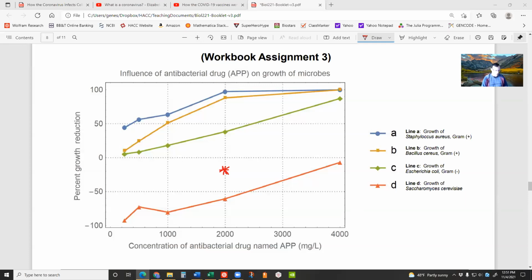Question 7. Question 7, from this data, is APP better at inhibiting the growth of a gram-positive organism or the gram-negative organism?